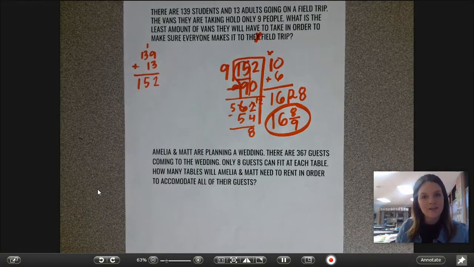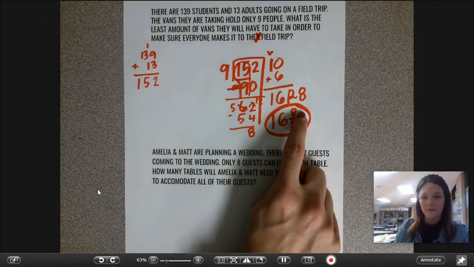And we talk about in my class how rude that is. We can't leave them behind. And so instead of having 16 vans, we're going to have 17 vans. The only difference here is that that last van, instead of being full, will only have 8 people.